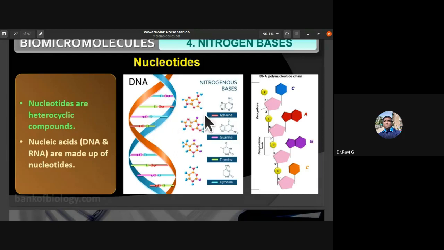The adenine always base pairs with thymine, or in case of RNA, adenine base pairs with uracil. In case of DNA, adenine always base pairs with thymine. You can notice that wherever the orange color is there, you find the green colored attachment of it. That is, adenine always base pairs with thymine. And the guanine always base pairs with cytosine.